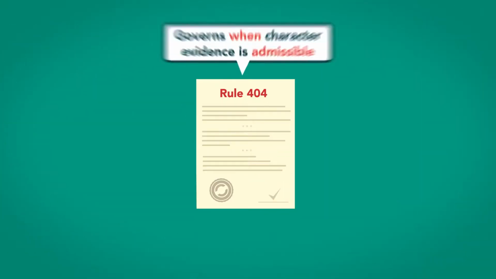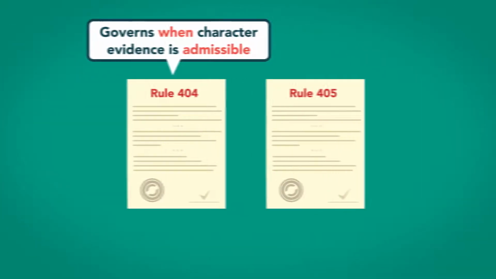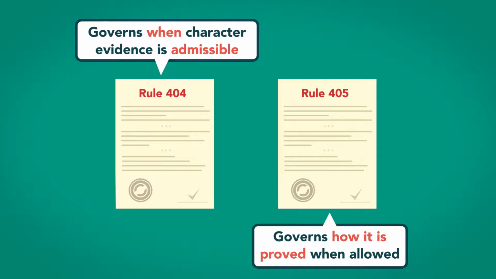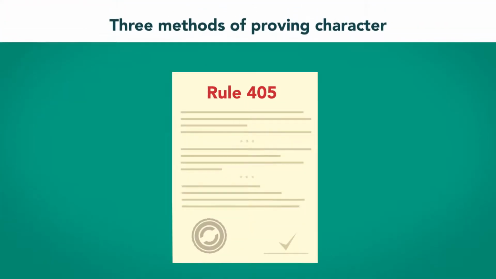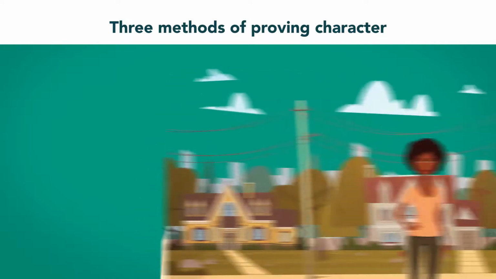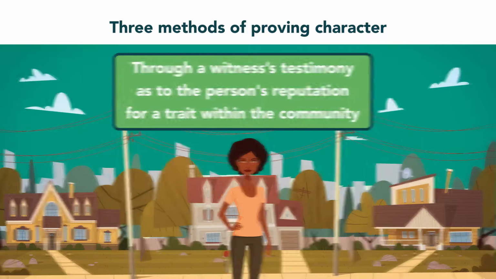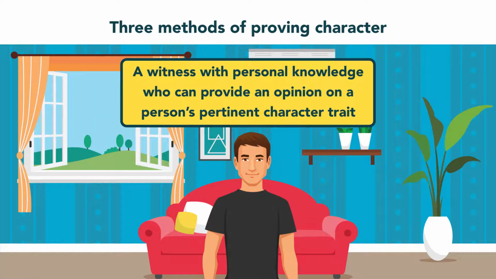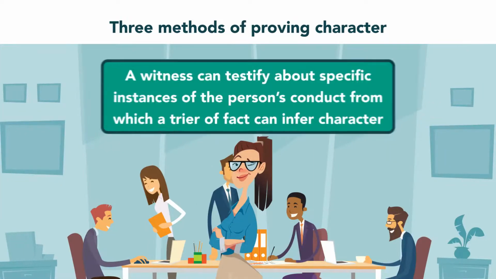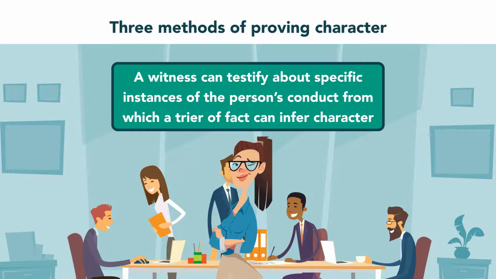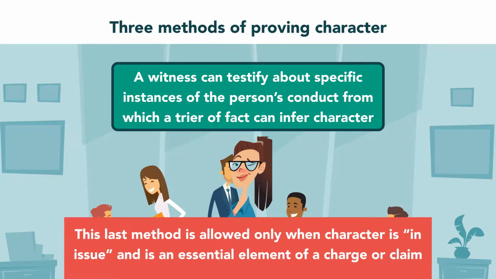While Rule 404 governs when character evidence is admissible, Rule 405 governs how it is proved when allowed. Rule 405 identifies 3 methods of proving character. The first is through a witness's testimony as to the person's reputation for a trait in the community. The second is through a witness with personal knowledge who can provide an opinion on a person's pertinent character trait. Third, a witness can testify about specific instances of the person's conduct from which a trier of fact can infer character. This last method is only allowed when character is in issue and is an essential element of a charge or claim.